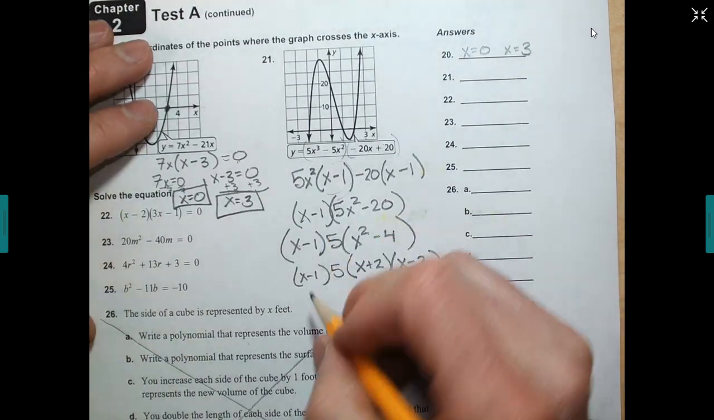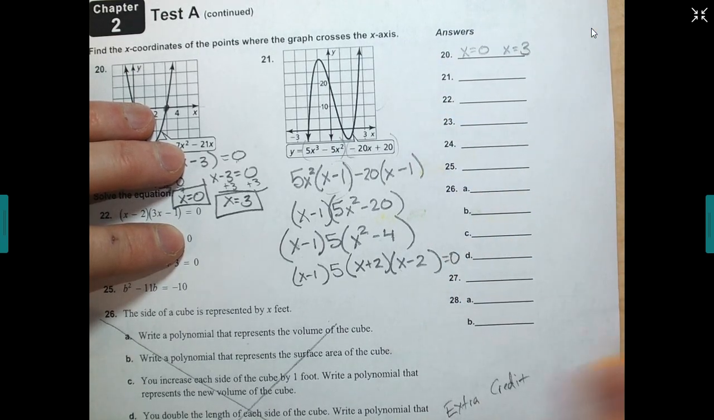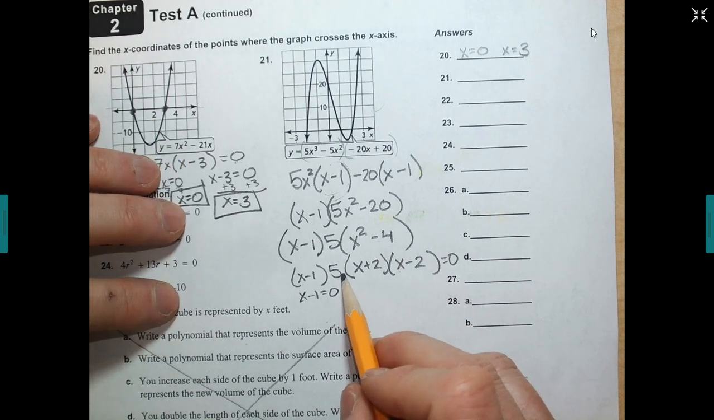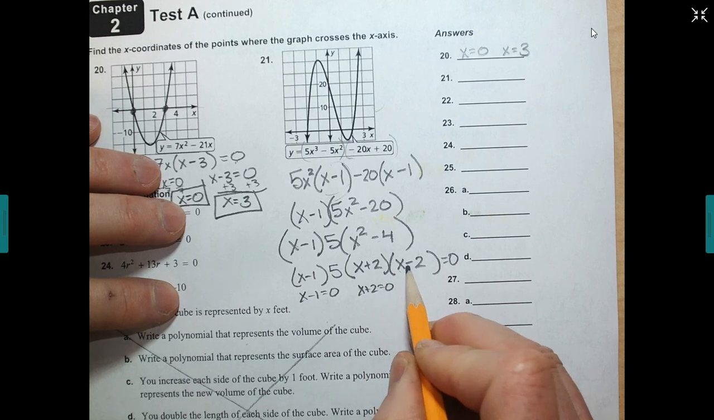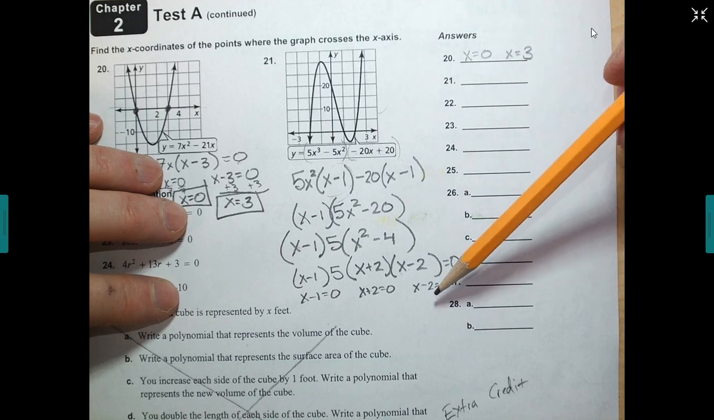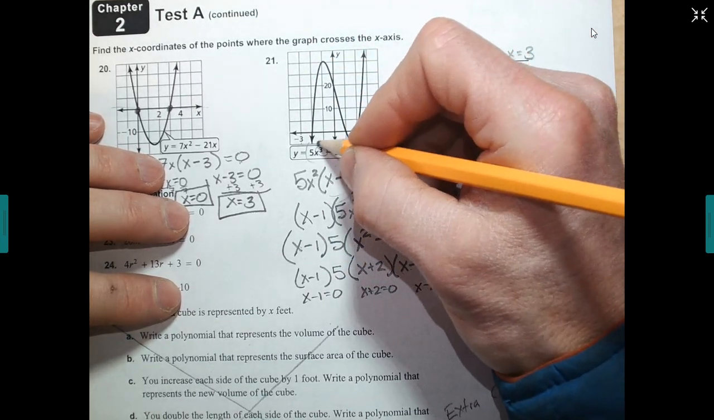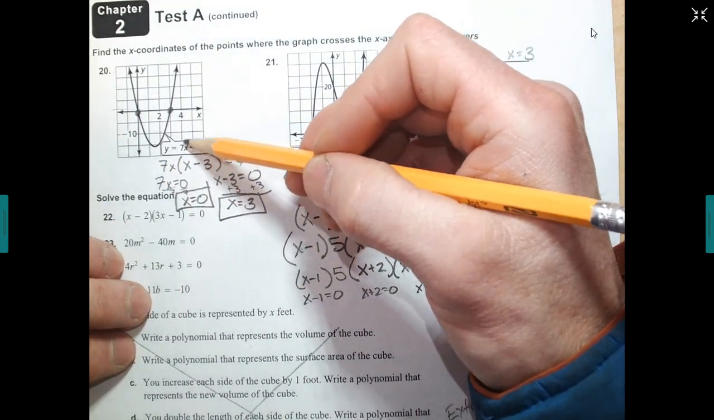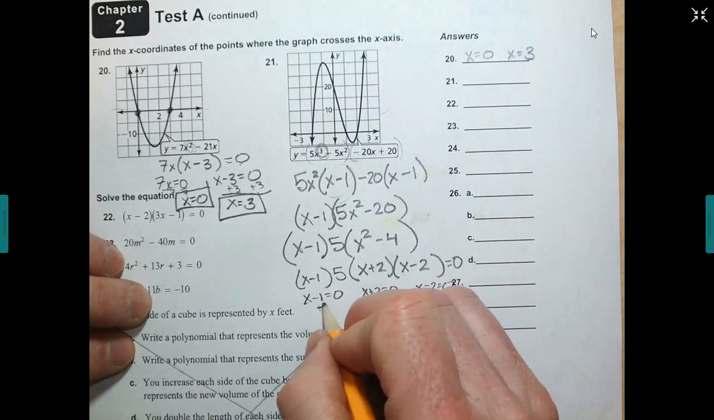So when I look at this, if I want to equal the zeros, I have x minus 1 equals 0. This doesn't have an x, so I don't have to deal with that. I have x plus 2 equals 0, and x minus 2 equals 0. And now I have a potential for 3 answers. And you know how I know that is because this is to the third power. So that means I have a potential for 3 answers. This one was to the second power. I had a potential for 2 answers. This one I have a potential for 3 answers.